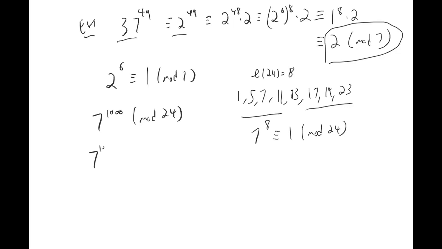So how much, divide 1000 by 8, what do you get? So I have 7 to the 1000 is 7 to the 8 times 125. Does it go perfectly? Oh, it goes perfectly. So this is 7 to the 8, to the 125, which is 1 to the 125, which is 1. There we go. Not that hard, right?